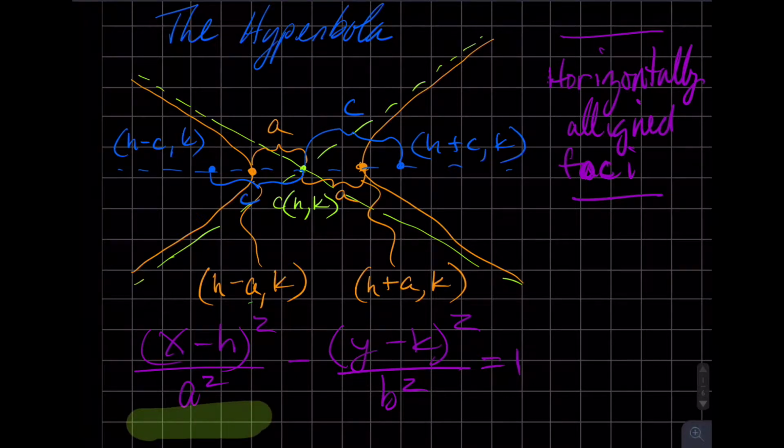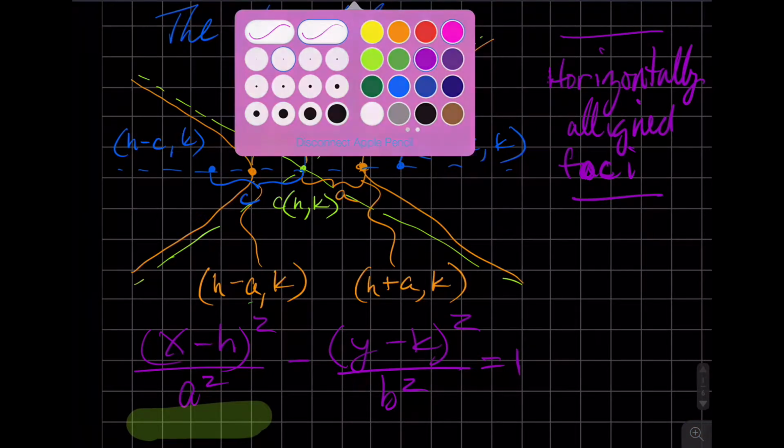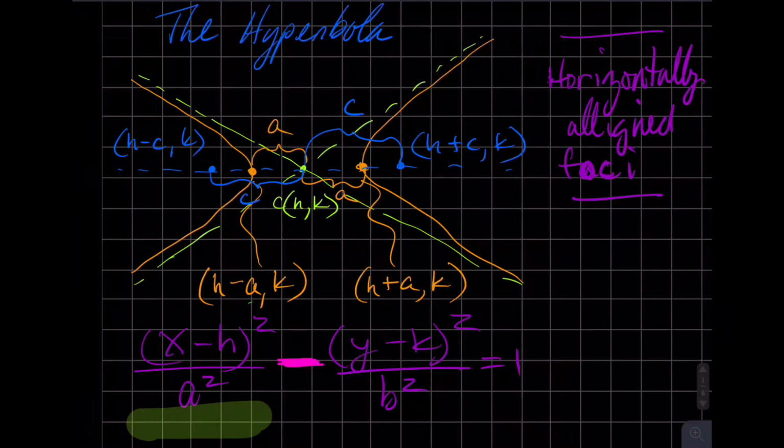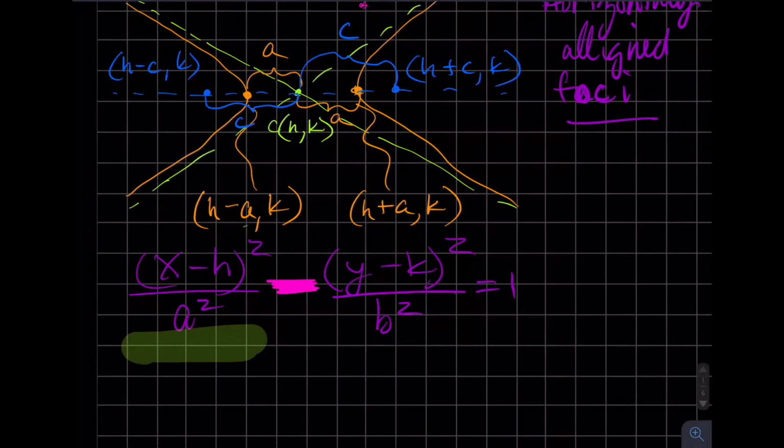So this causes it to be horizontal. Let me highlight this minus sign again. That's different from the ellipse, and it causes it to be a hyperbola and not an ellipse. Now, the relationship of the C value to the A and B values is different. So C squared is equal to A squared plus B squared.